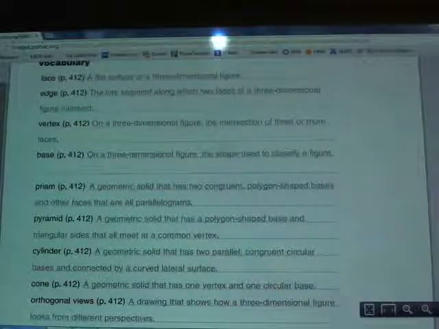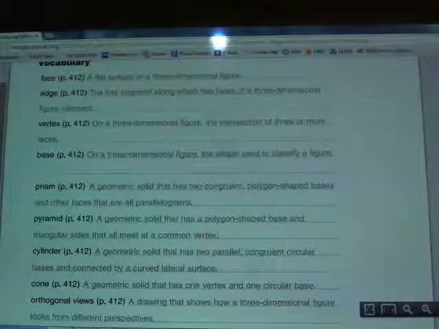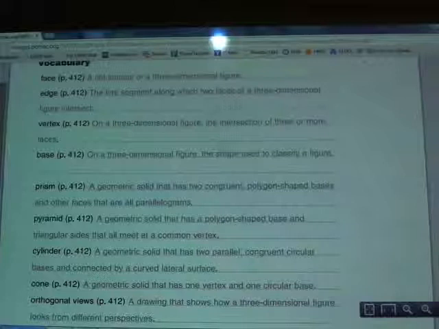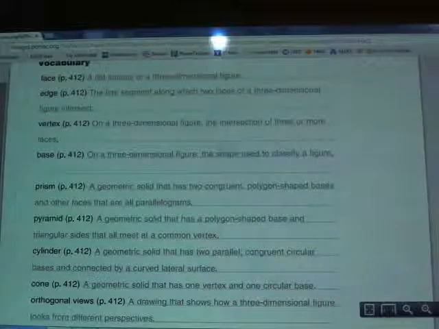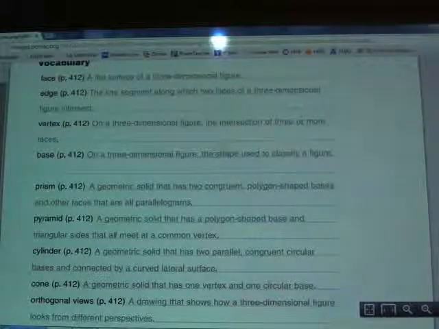Cylinder, so think of your soup can in the pantry, that's exactly what we're talking about. Cylinder is a geometric solid that has two parallel congruent circular bases and is connected by a curved lateral surface.